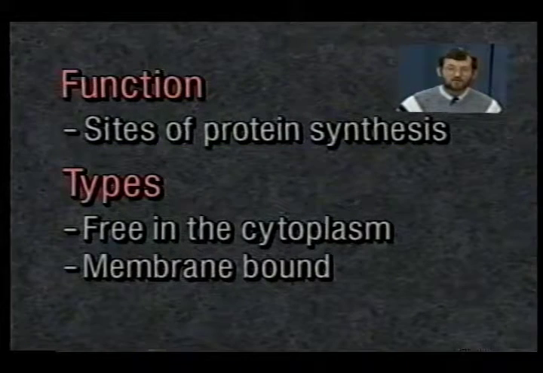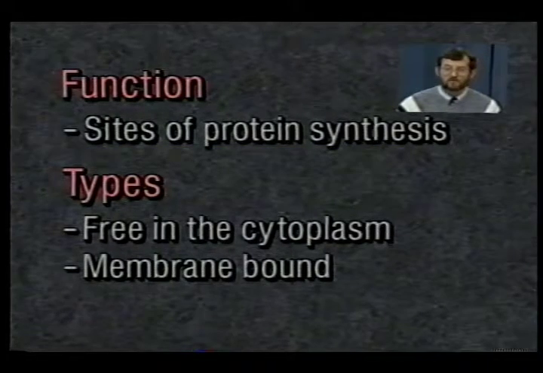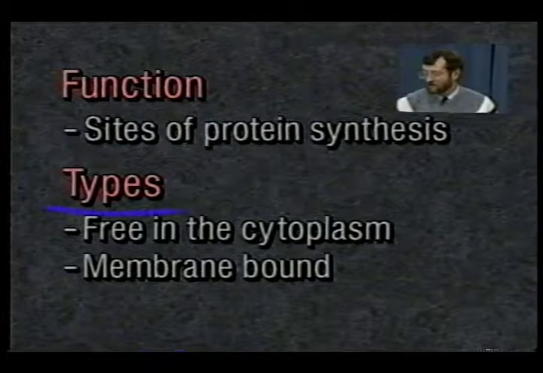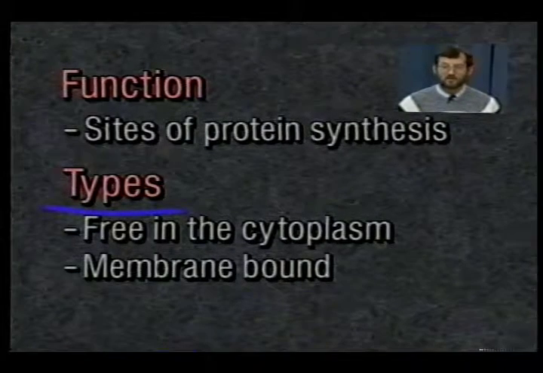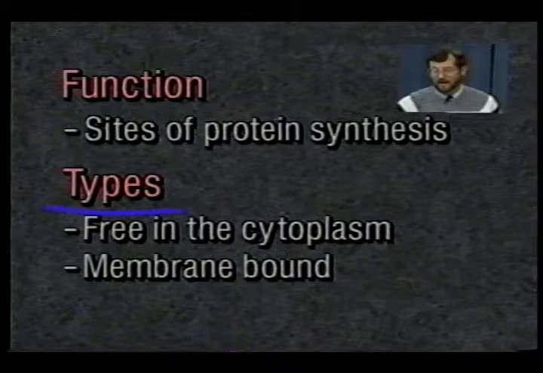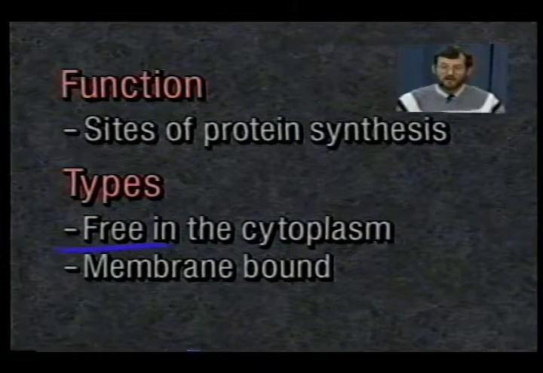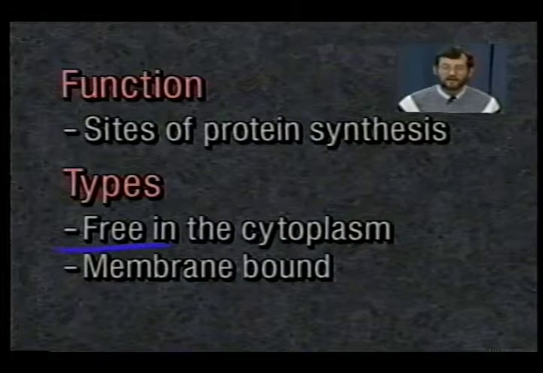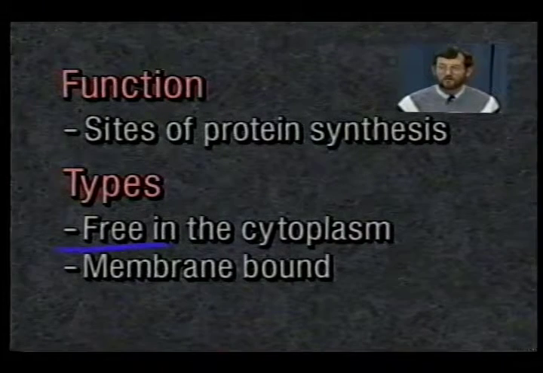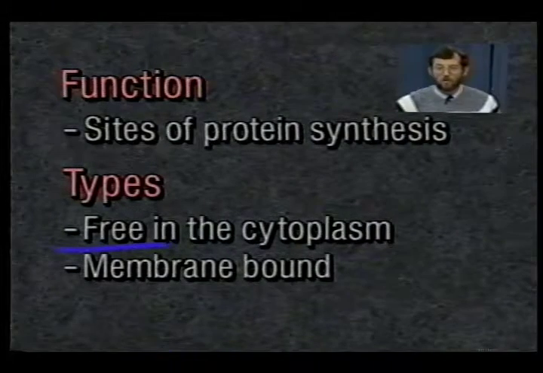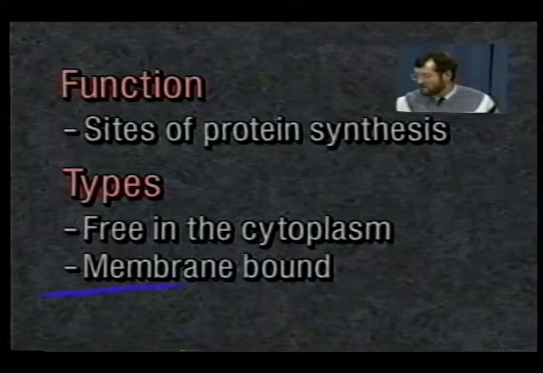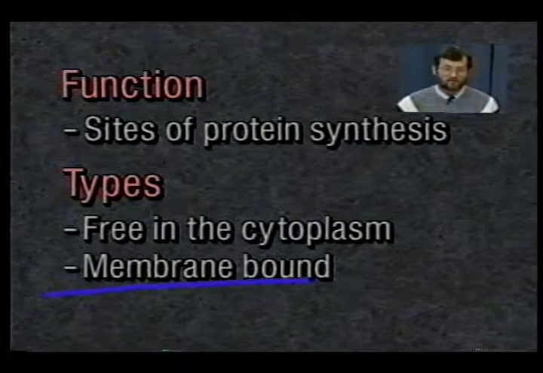We can also take a look at the ribosomes in terms of their location, and that's what is referred to as types of ribosomes. We can have some ribosomes that are floating free in the cytoplasm, just hanging around, waiting for something to happen. Or, very commonly, they may be bound to the membranes.